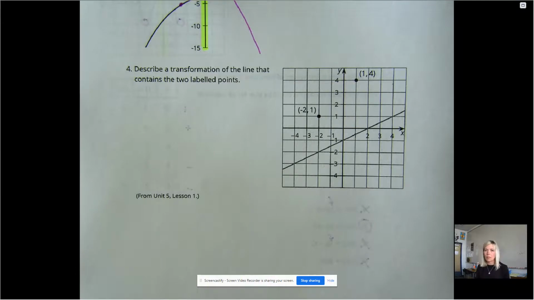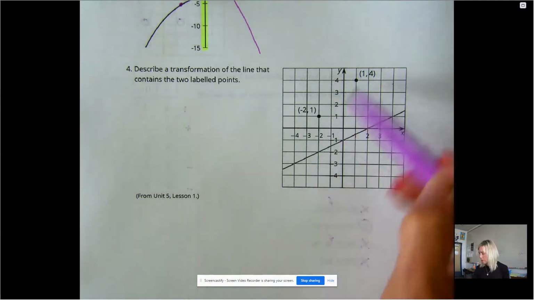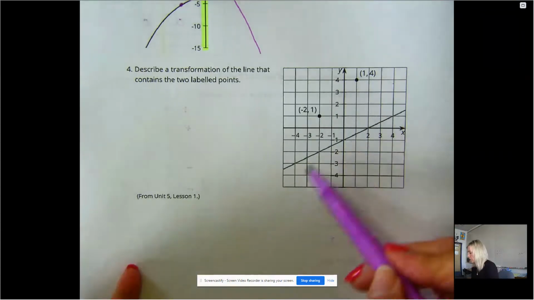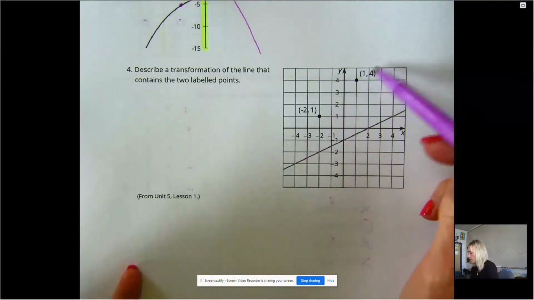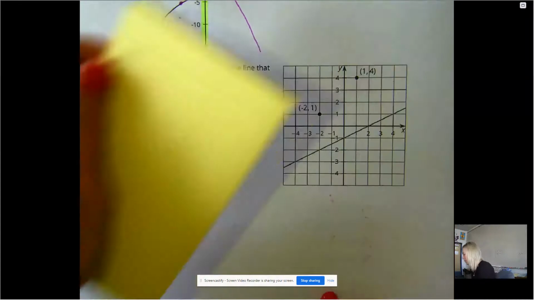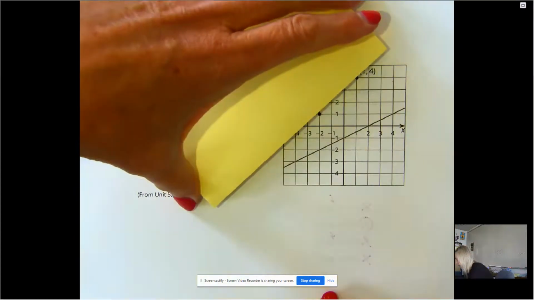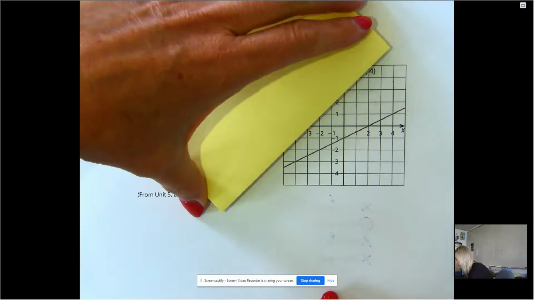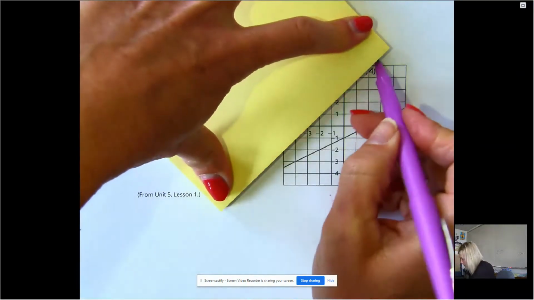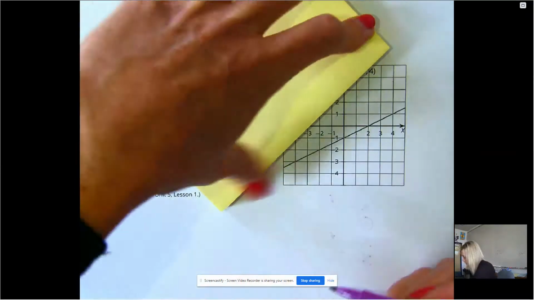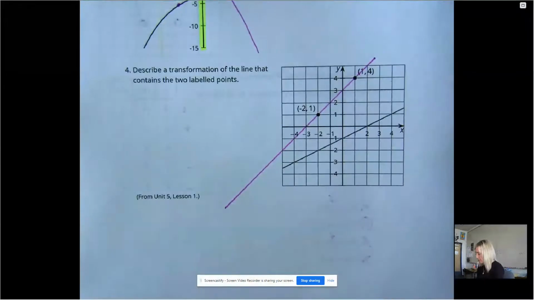We have to describe a transformation of this line that contains the 2 labeled points, these 2, okay? So if we were to transform this line so that it goes through a line that contains those 2 points, I'm going to first draw this line here. Gosh, they clearly don't have the same slope, so it's not going to be a matter of just shifting, because they don't have the same slope.